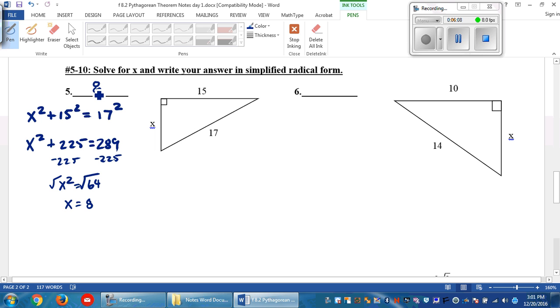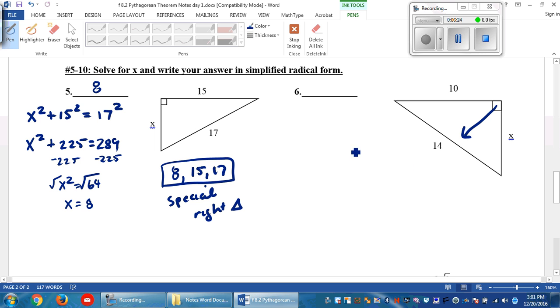We'll also learn, coming up, there are special right triangles. This one, 8, 15, 17, is a special right triangle that it's always nice to have memorized.